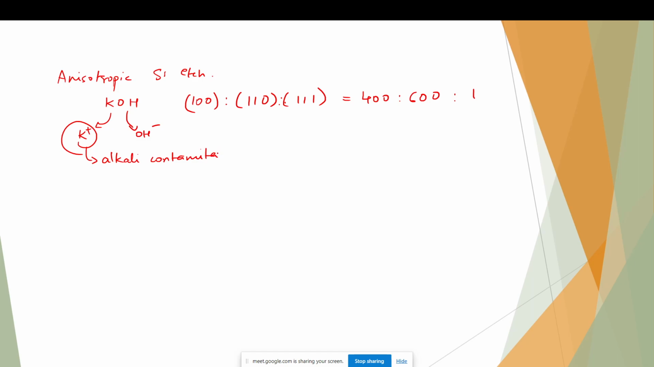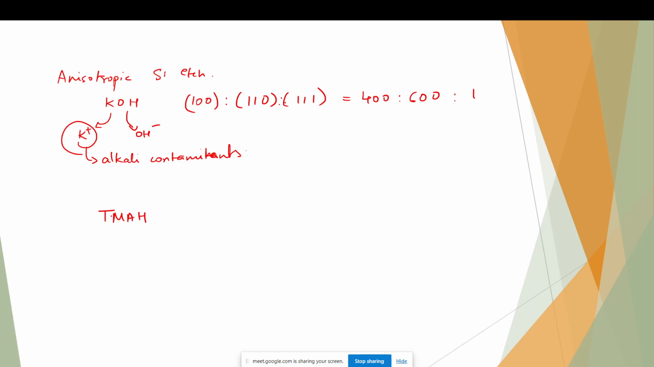So this process is not CMOS compatible. Because of that we do not want Na plus, K plus, all these ions are really easy to diffuse into different things. So we try to avoid this, and because of that we go to another anisotropic silicon etch recipe, TMAH.